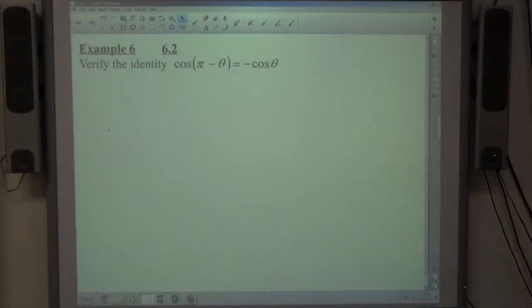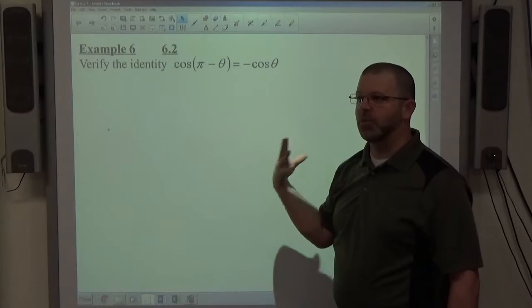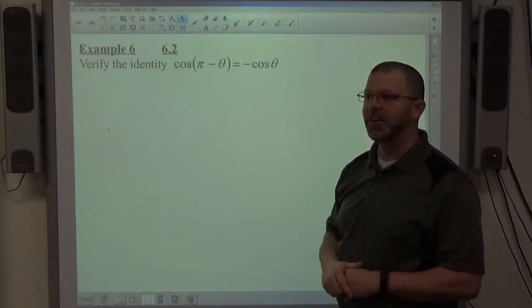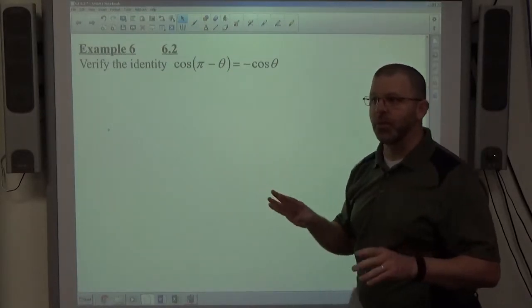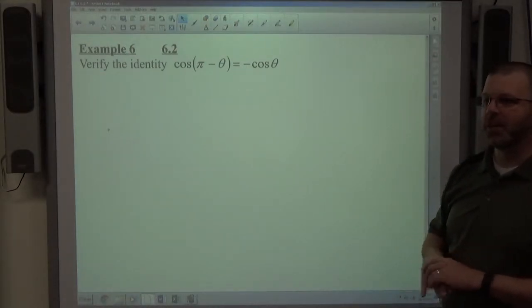Okay, for example 2, it says verify the identity cosine of pi minus theta is equal to negative cosine of theta. And when you're trying to verify identities and pi shows up in it, that is the actual value pi, as opposed to some Greek letter randomly standing for just whatever it wants to be. So that's the famous pi that we heard all about. Okay, that's what that is.